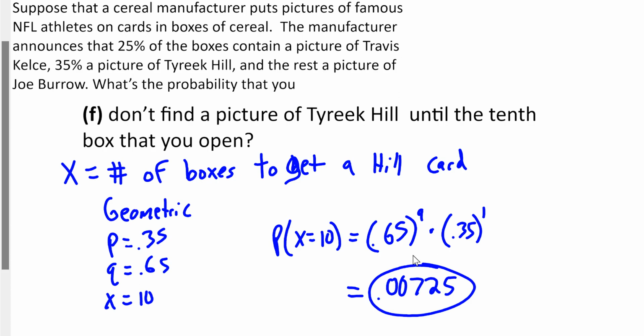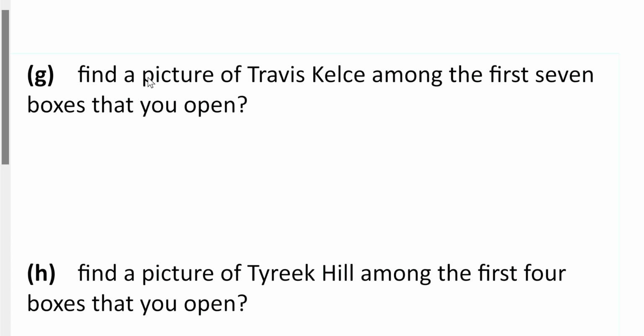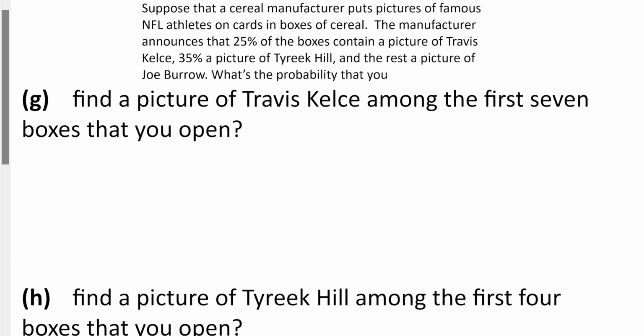There is a calculator function to help you out with that, but it's going to be more helpful to know the calculator function that deals with questions like this. What's the probability that you find a Travis Kelce picture among the first 7 boxes that you open? I'm going to slide these down and add that back in here. All right, so there it is back here. So find a picture of Travis Kelce among the first 7 boxes. So now we're not saying exactly at the 7th box.